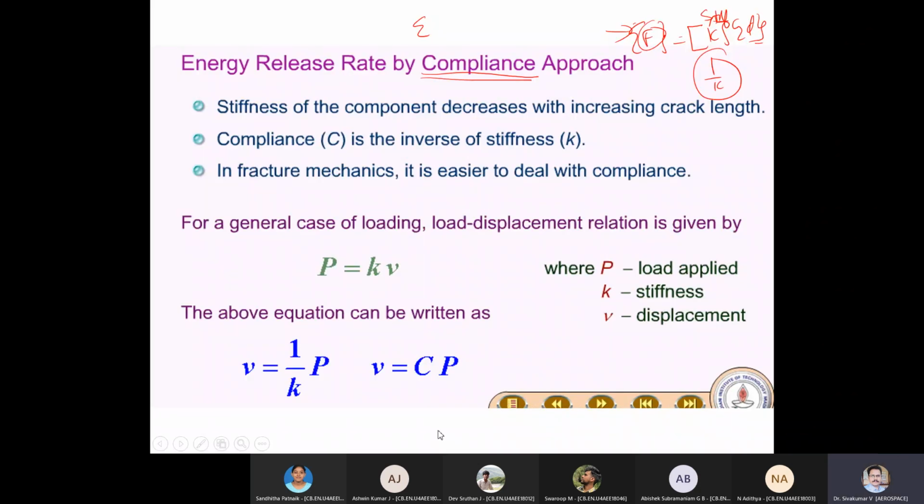So, the compliance approach. The stiffness will decrease, no doubt. Compliance means what? Inverse of K, inverse of stiffness: 1 by K is compliance. Why is it so important for us? In fracture mechanics, it is easier to deal with the compliance rather than the stiffness.